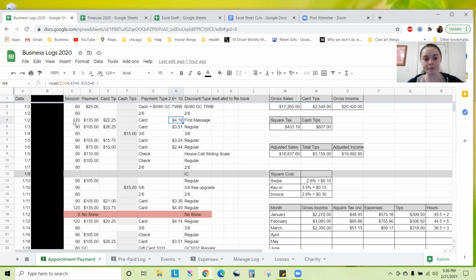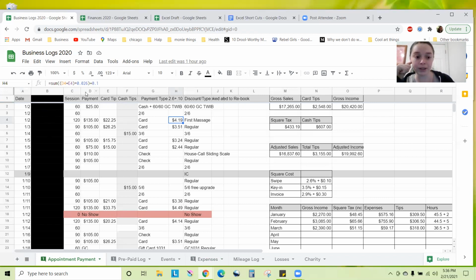So for example, a 2-hour session, they paid me $135. And then they put a tip on the card, paid for it with a card, which means I use Square. So I have to take that expense for that line of income from Square and figure out what it cost me. So that's D4 plus E4.